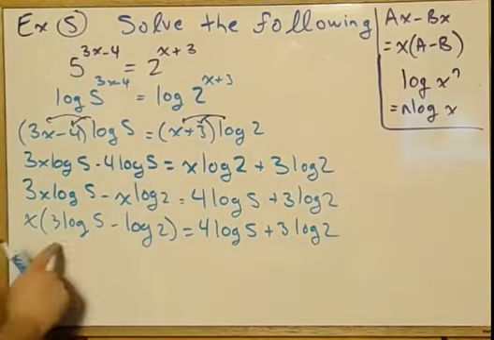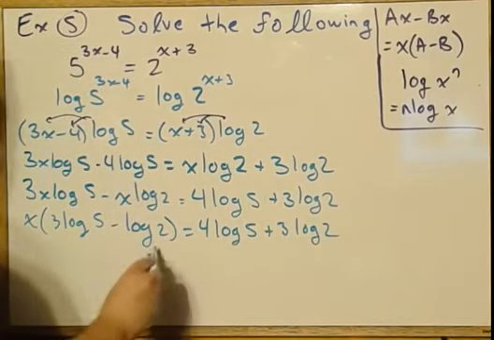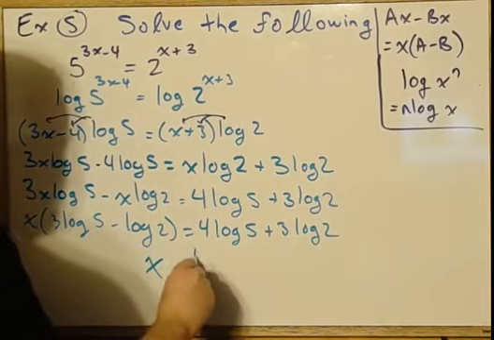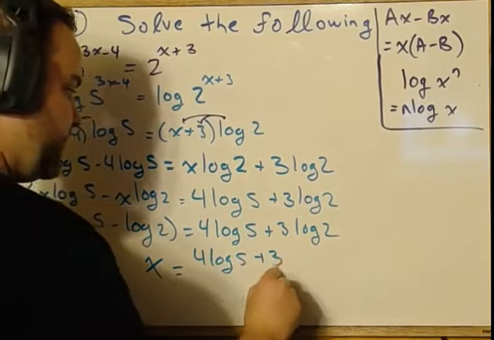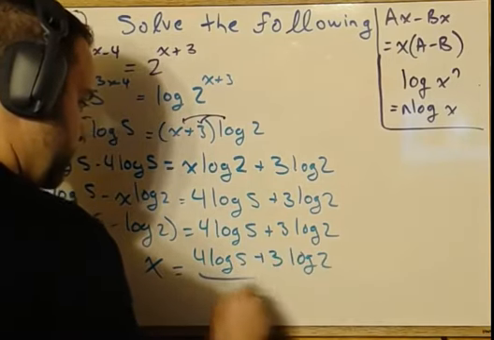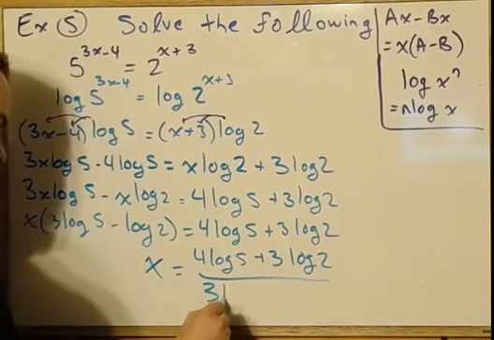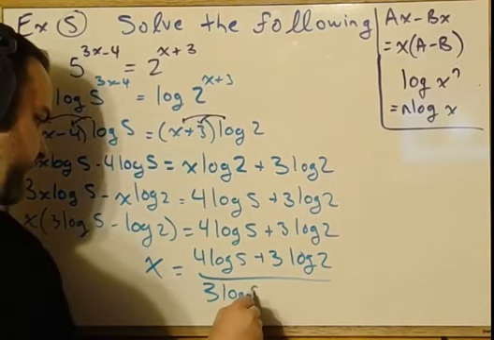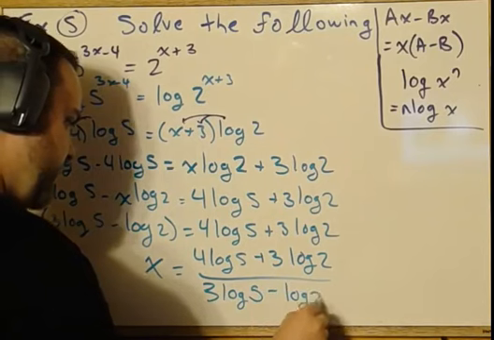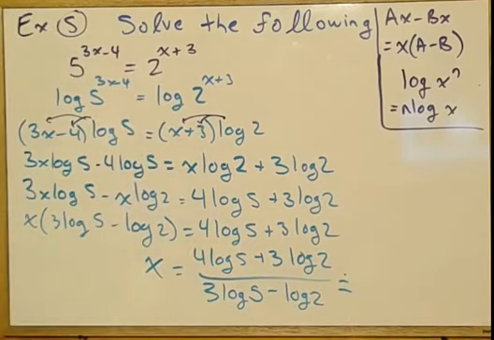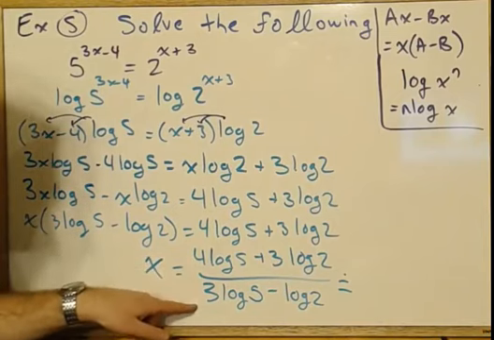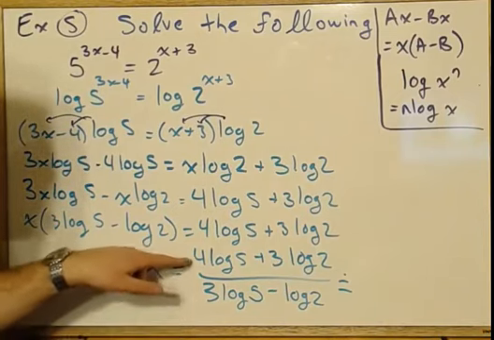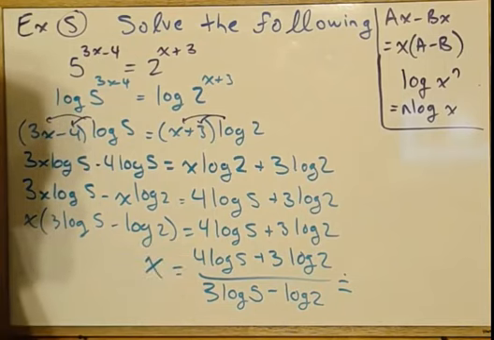We divide both sides by 3 log 5 minus log 2, and this will yield x is equal to 4 log 5 plus 3 log 2 all over 3 log 5 minus log 2. And from here, that's close enough. Again, we could simplify just the numerator and then simplify just the denominator, but we'd still have a log over a log, which doesn't noticeably decrease the difficulty yet.